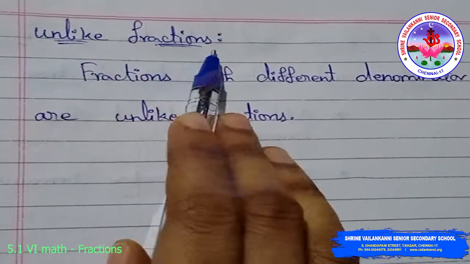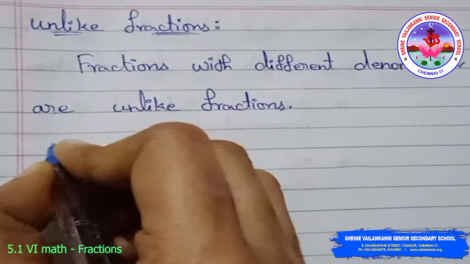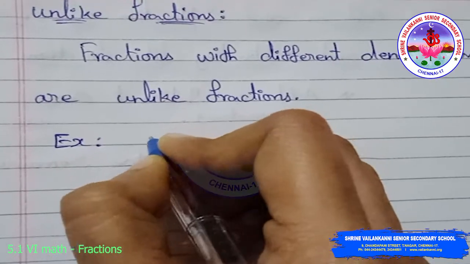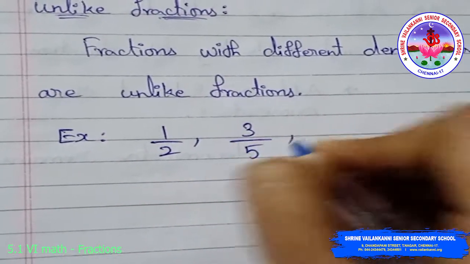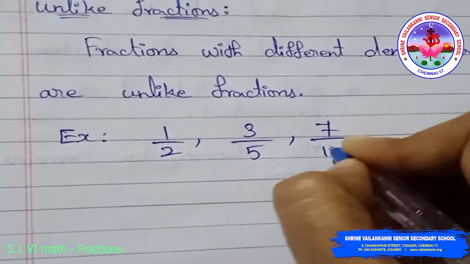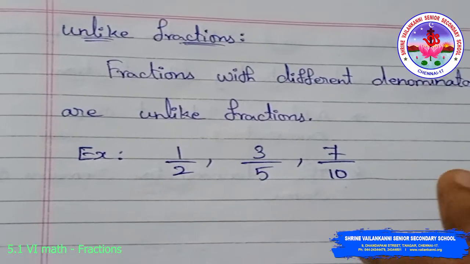This topic is unlike fractions. Fractions with different denominators are unlike fractions. Example, 1 by 2, 3 by 5, 7 by 10. Here the denominators are different, so these are unlike fractions.